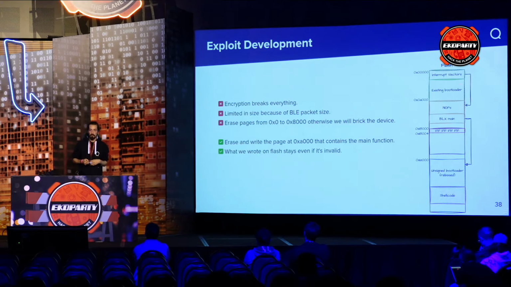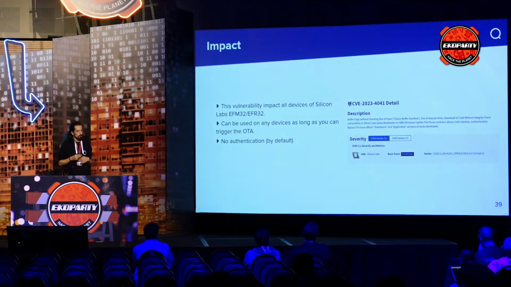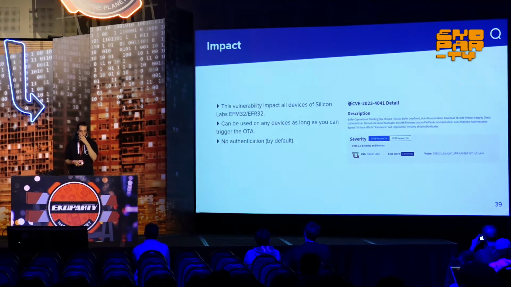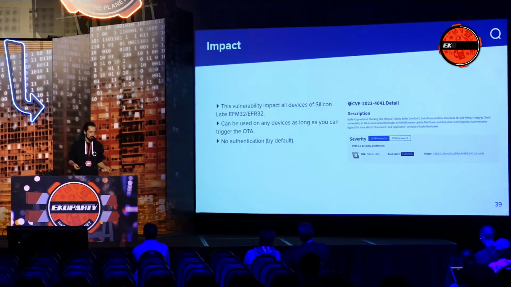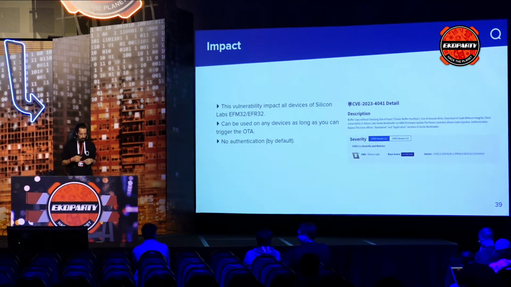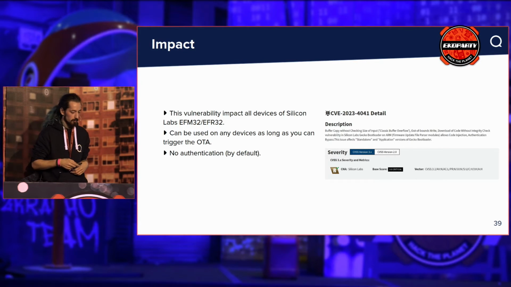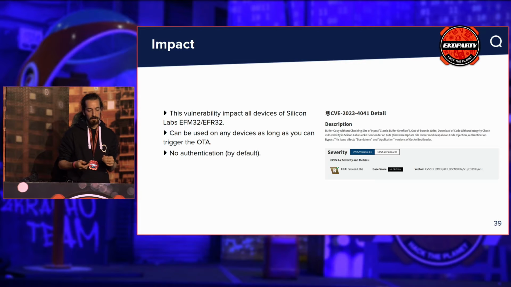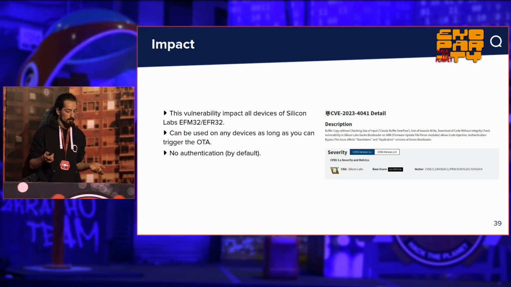So let's talk a bit about the impact of this exploit. First of all, this vulnerability impacts all the devices made by Silicon Labs, both the old ones and the new ones. It can be triggered on any device as long as you know how to trigger the OTA. And by default on most of the BLE devices, there is no authentication. So an attacker can just connect to your device and try to exploit it. When we saw that we got a big score on the CVE, we were very happy. But then we realized that this exploit needs the OTA to be enabled. And what if it's not the case?